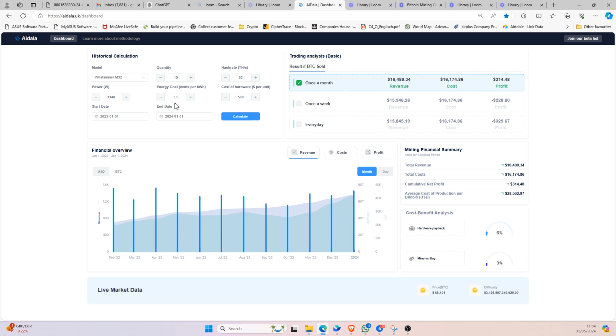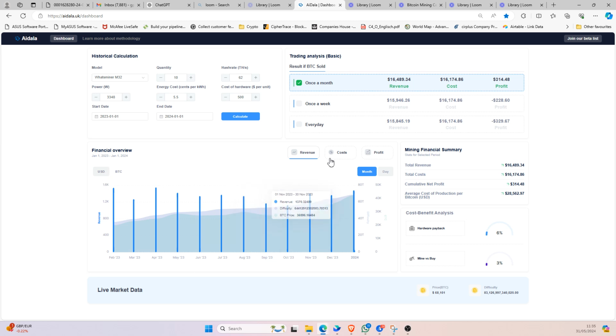Of course, Watts miner M32 is a pretty inefficient model, so different models have different profiles, but it's quite telling, just interesting to think about it. Of course, we are adding much more scenarios here, and if you join our beta list, we are happy to continue our dialogue, and we are building up much more on that trading analysis part. But that's for the calculator.